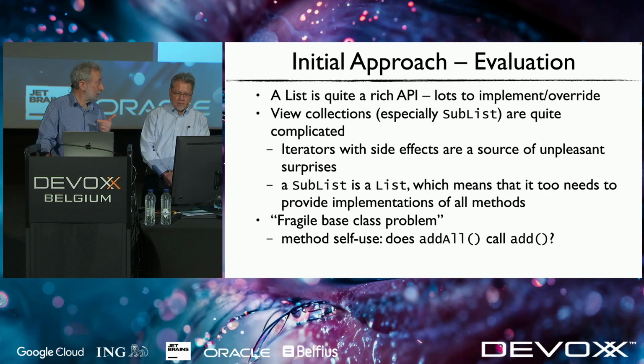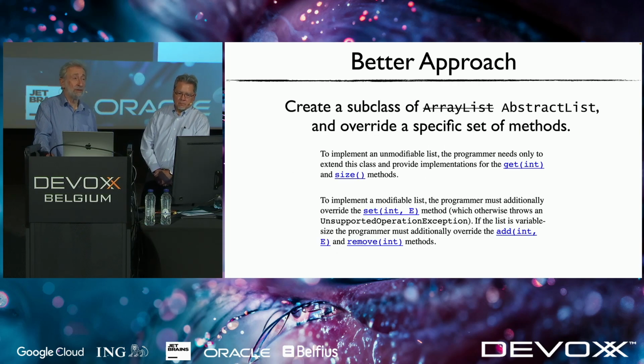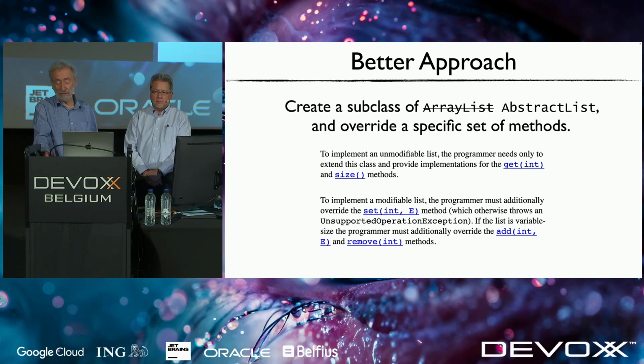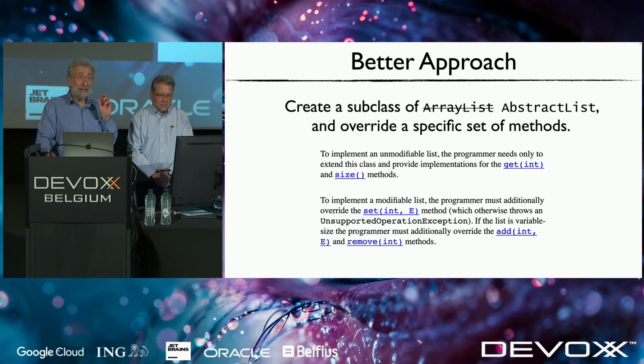And true to his word, that's exactly what he did in the collections framework. So a better approach than all this that we've been talking about, which we've taken a long time to explain, really doesn't work, is instead to create a subclass of abstract lists. So there's an abstract list, abstract set, abstract map, and that's it. I think. Yeah. Abstract collection. Abstract collection. Yeah. And these are Josh being true to his word.